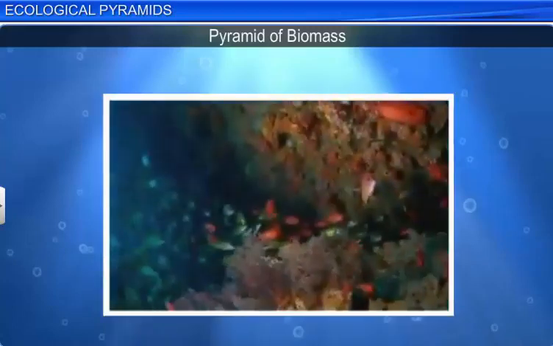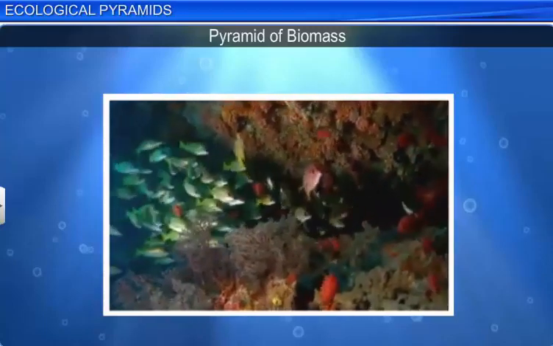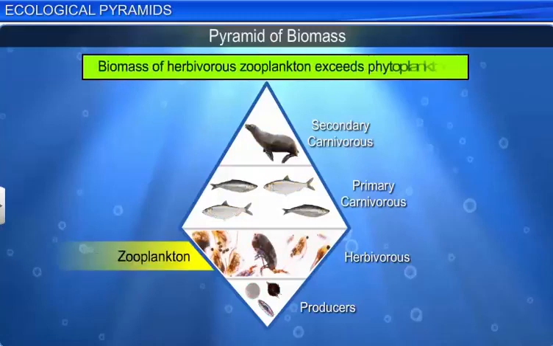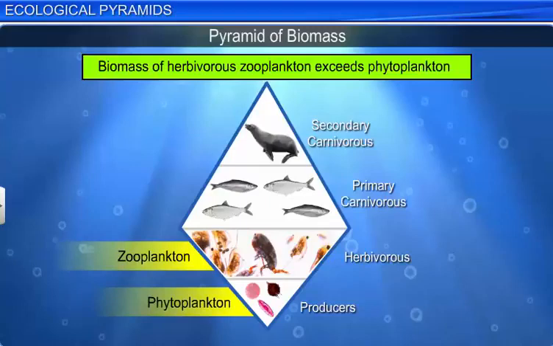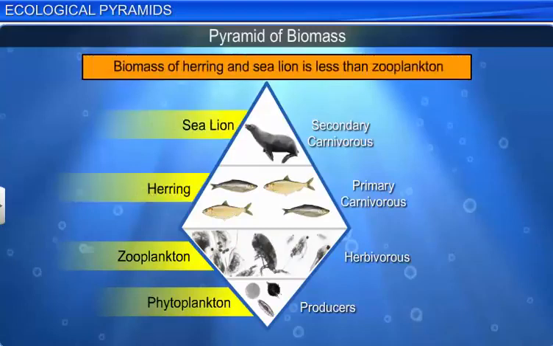However, in aquatic ecosystems like the ones found in the North Pacific Ocean, the pyramid of biomass is spindle-shaped as the biomass of zooplankton exceeds that of the producers or phytoplankton, while the biomass of primary and secondary carnivores such as herring and sea lion gradually decreases as they are fewer in number compared to the zooplankton.